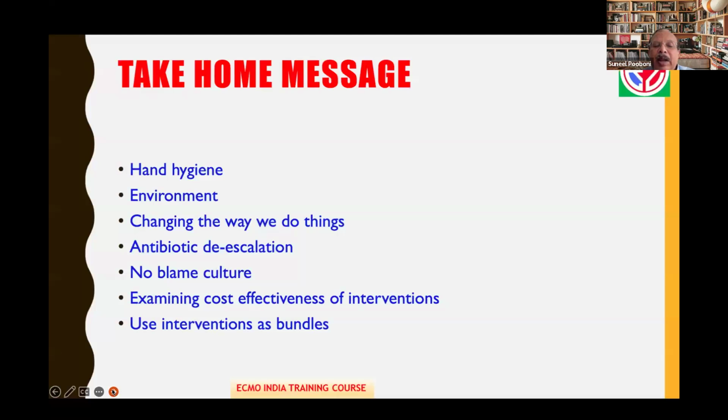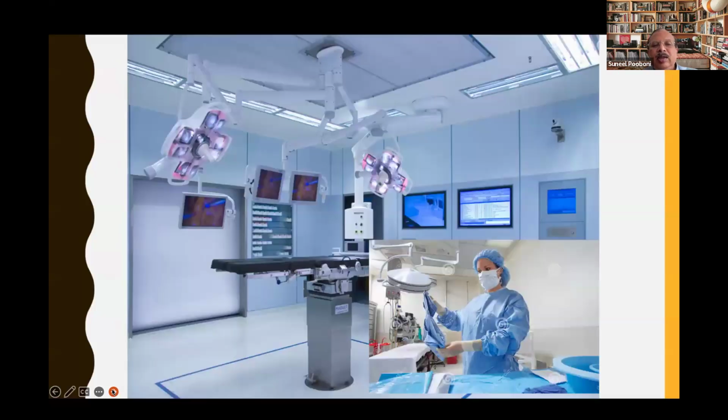This is not a permanent way of treating infections either, or preventing infections either. They tend to come back, but again, have a decent introspection about what has gone wrong, where things went wrong, and try to correct them again. Changing the way we do things has to be closely looked at. Antibiotic de-escalation is a policy. In UK, certainly there were periods when we were running the circuit without antibiotic, if infection is not the problem. No blame culture, examining cost effectiveness interventions and using interventions as bundles is very important.